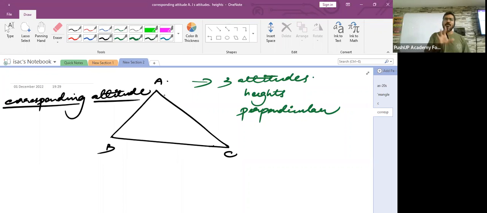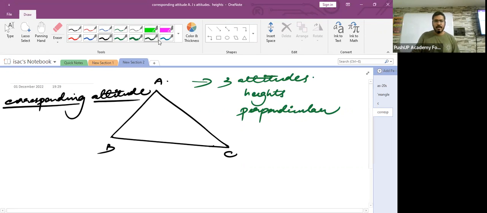Unless you know the significance of the word corresponding, even if you get full marks in maths, I'm telling you, you're technically not sound. That is why I'm giving so much stress on this word, corresponding altitude.